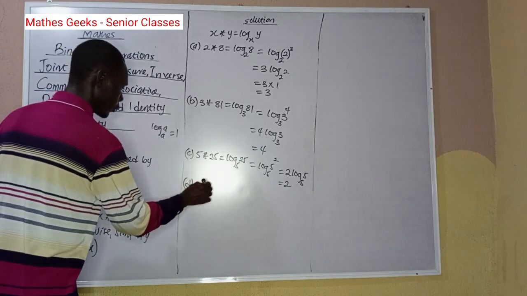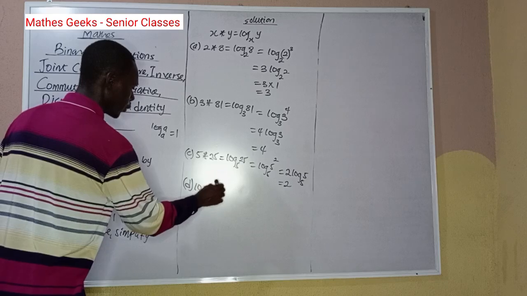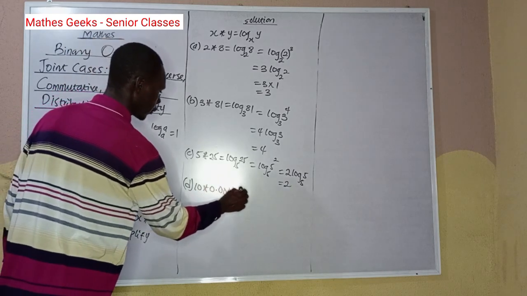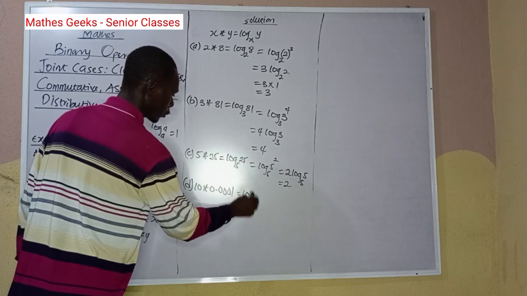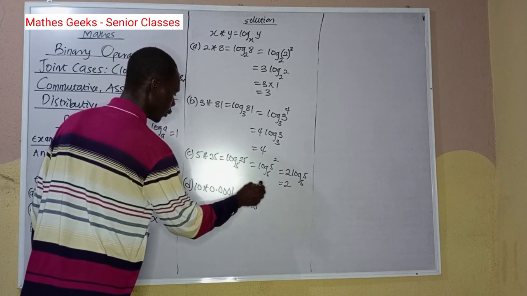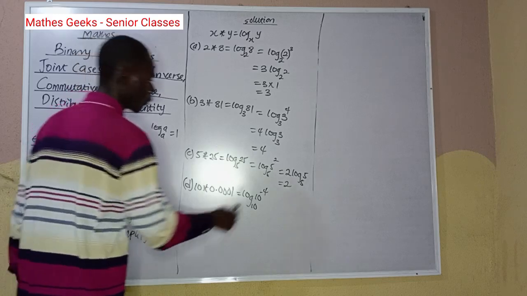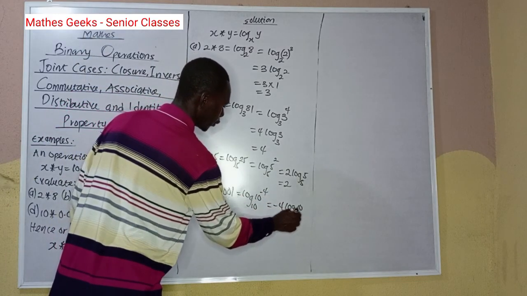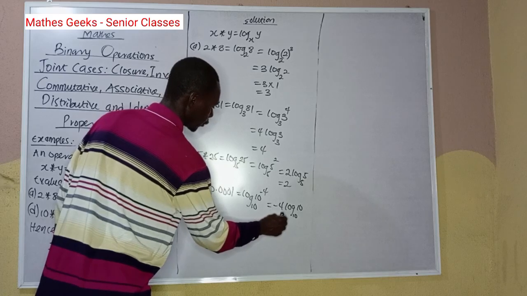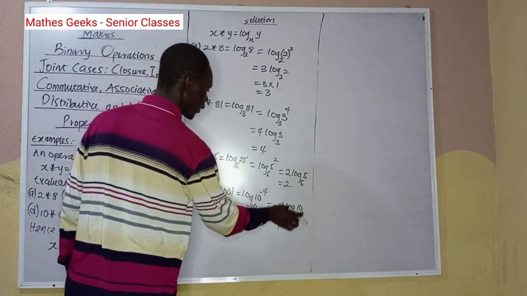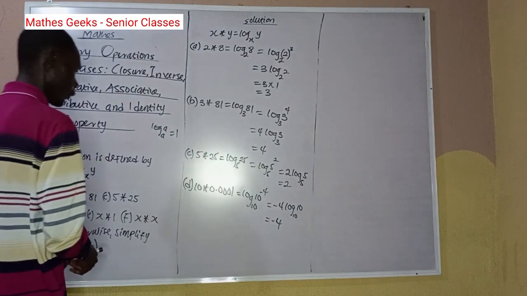D. 10 star 0.0001. That's equal to log 10 raised to minus 4. And this will give us minus 4 log 10 to base 10. That is minus 4, because log of 10 to base 10 is 1. So it's minus 4.